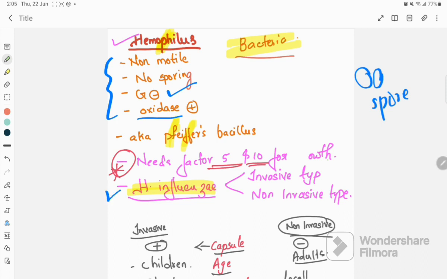What is the other name for Hemophilus influenzae? It is Pfeiffer's bacillus. Now, how will you memorize it? See, here you have influenzae, that F sound is there. Pfeiffer's also, that F sound is there, right?